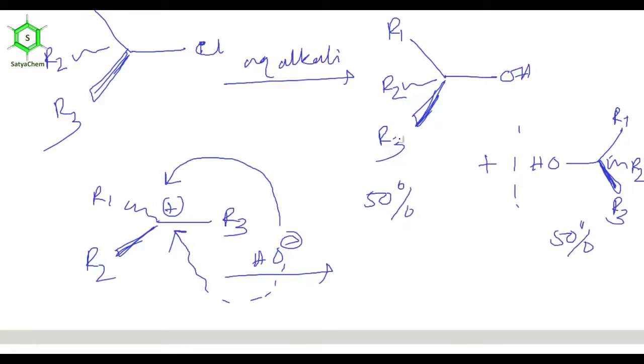So each product, this one and this one, both are optically active. But as these two are mirror images of each other, if this one rotates the plane of polarized light by plus x degree, then this one will rotate the plane of polarized light by minus x degree. Then as a whole, there will be zero optical rotation. Each molecule is optically active, but the mixture is optically inactive. So this is called a racemic mixture.